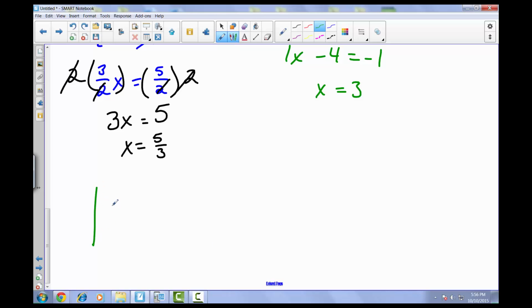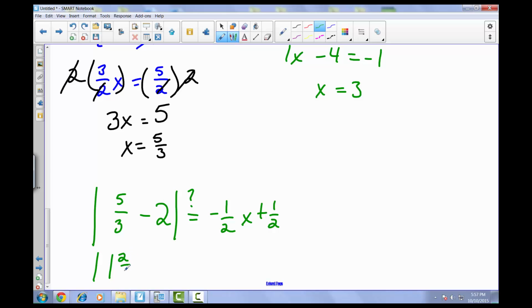So we have the absolute value of 5/3 minus 2. Is that equal to negative 1/2 x plus 1/2? Well, 5/3 minus 2 is the same thing as saying 1 and 2/3 minus 2. Is this equal to negative 1/2?